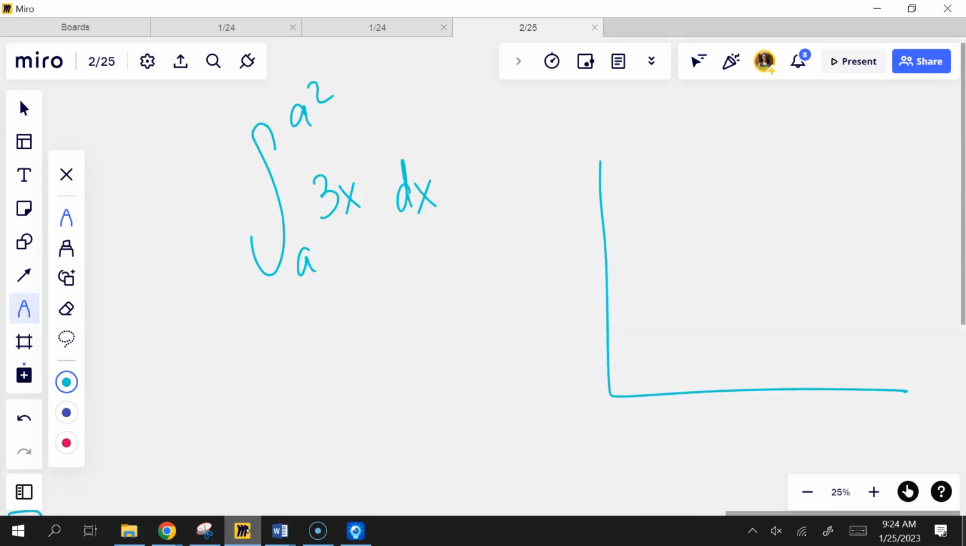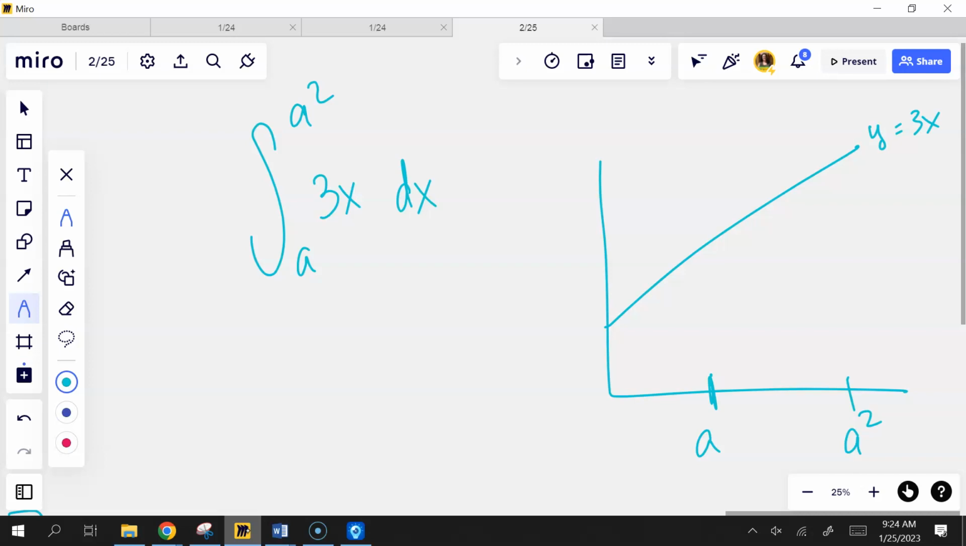All right, I've got this function, 3x. We're just going to say this is 3x. And I've got 2 arbitrary points, a and a squared. I know a is bigger than 1, but that doesn't tell me the value of a. It just tells me that it's over here. It's going to be positive and past 1. It doesn't really matter. I'm going to put it here, and I know a squared is bigger, so I'm going to put a squared here.